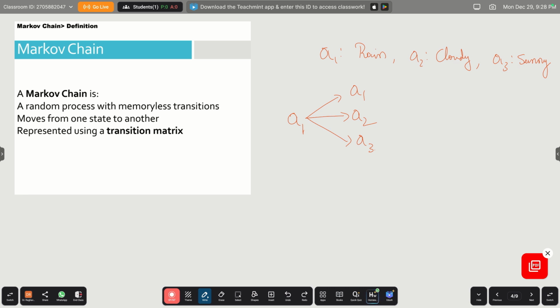Similarly, suppose it's a cloudy day today, the state is A2, tomorrow it can be A1 rain, A2 cloudy, and A3 sunny. Or the third case, suppose it is sunny today, tomorrow it can be rainy, tomorrow it can be cloudy, tomorrow it can be sunny. So these transitions will happen with some probabilities. This is represented by a matrix called the transition matrix.